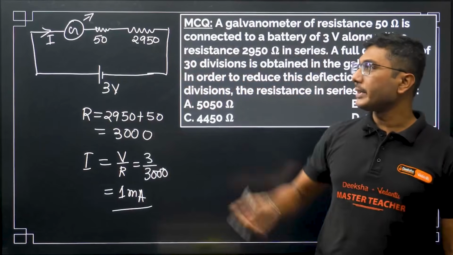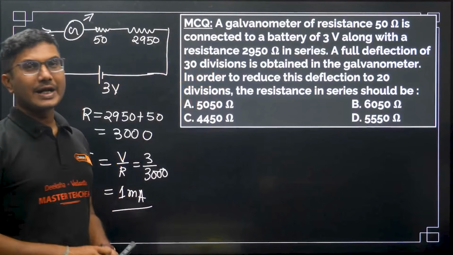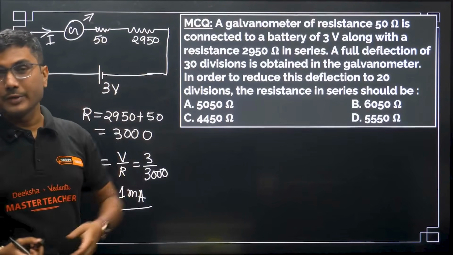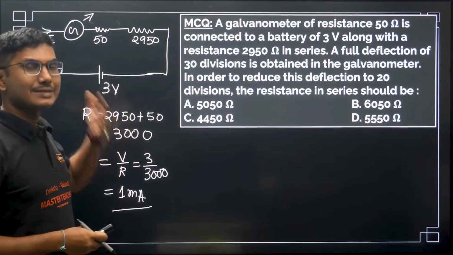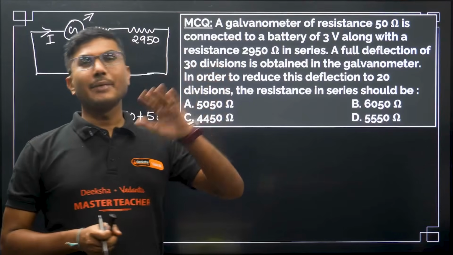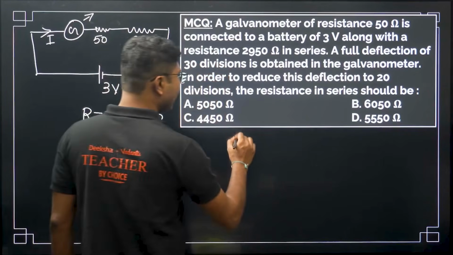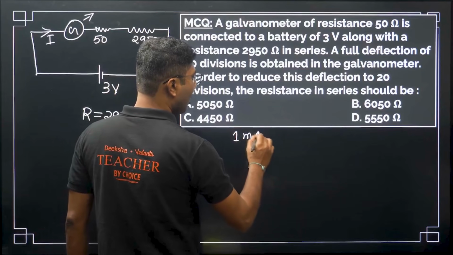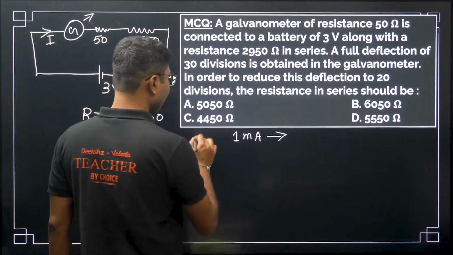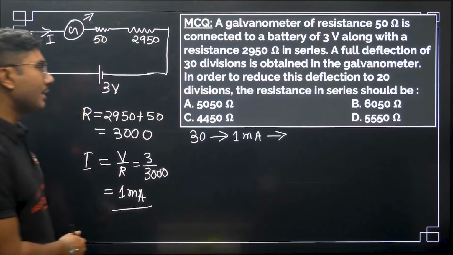So for a galvanometer, the only thing that matters is the current. There is a limit of that current it can have. If the maximum limit is crossed, the galvanometer will be burned, or in case exact maximum current is passing through the galvanometer, it will give you the maximum deflection. Now for 1 milliampere current, how much deflection are you getting? You are getting 30 deflections. So 30 deflection is for 1 milliampere current.